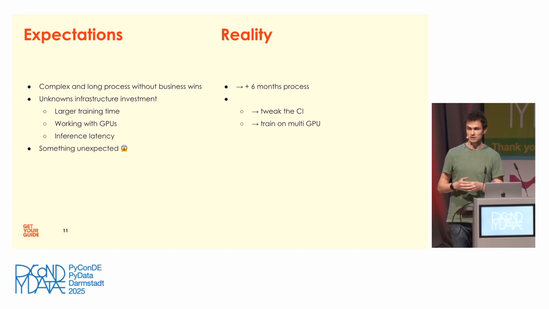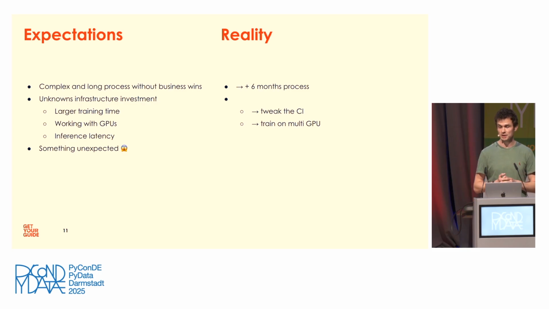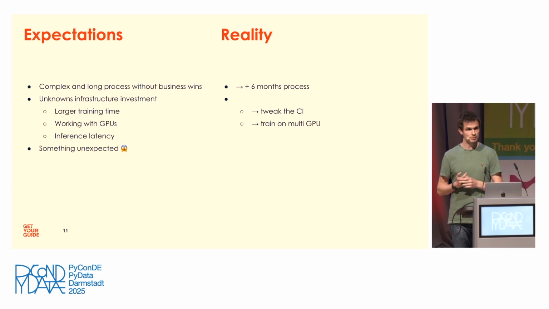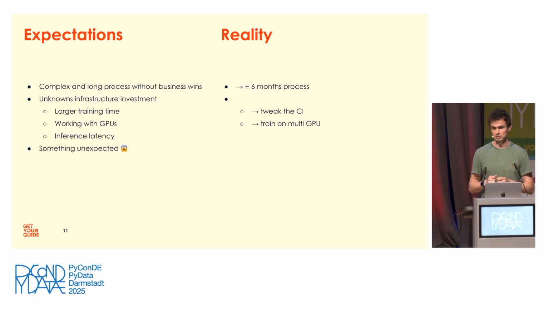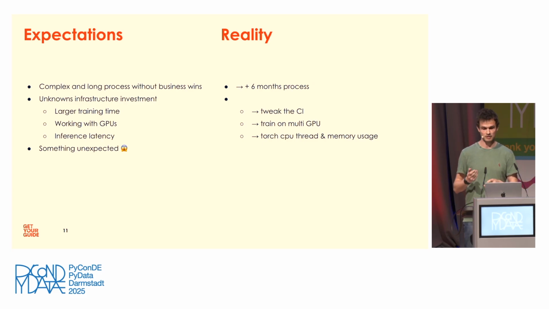Then we expected to maybe have problems with GPUs. Actually, it was easy to train on a GPU. However, training on multiple GPUs was a bit trickier, especially as there are some weird things happening with embeddings and the max norm in there. That took us quite some time to figure out. Finally, we thought inference latency might be a blocker for us. We also needed to tweak the Torch CPU threads setting, and we are seeing some weird things happening with memory usage and latency that play an interesting role.